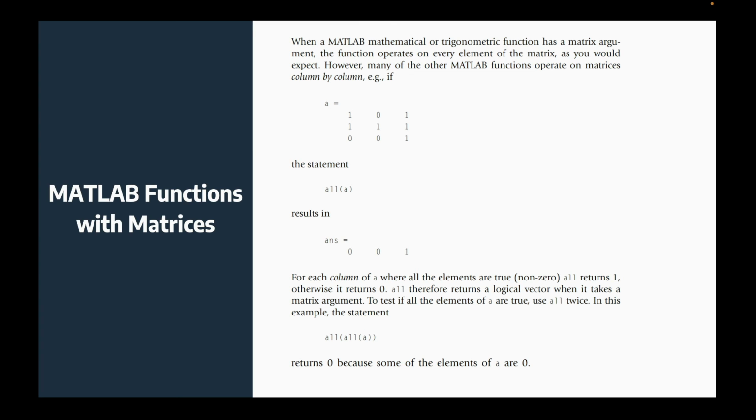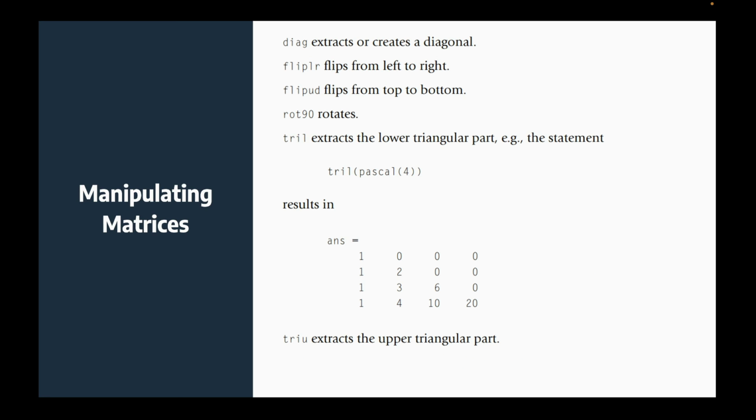So in this case, the all function returns a logical vector, which gives the answer for the matrix argument. If you want to apply it twice, you can say all, open parentheses, all of A. That will return 0 for you. Again, that's an optional function. I wouldn't ask you about it in the final exam. The important stuff is how you manipulate matrices.